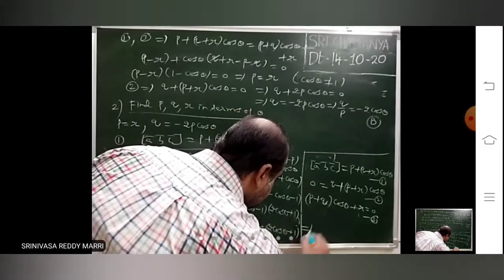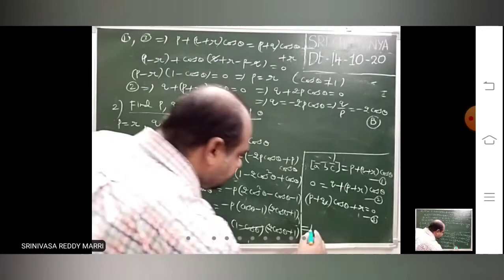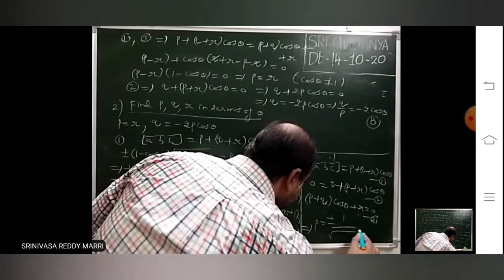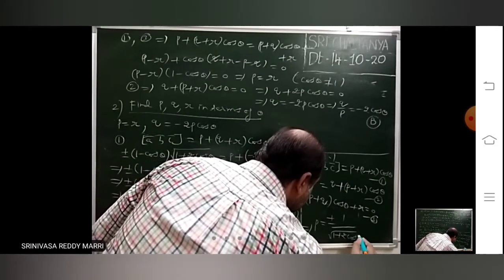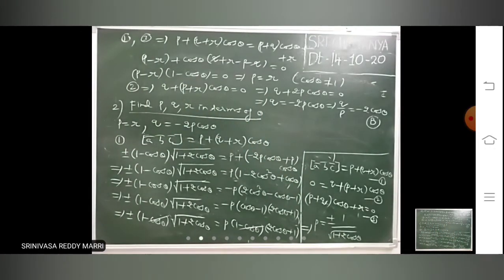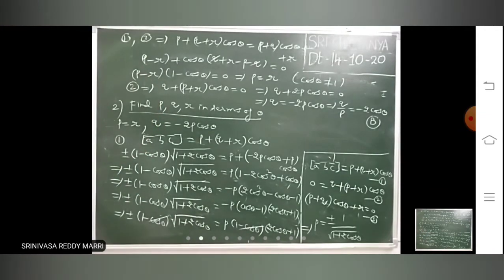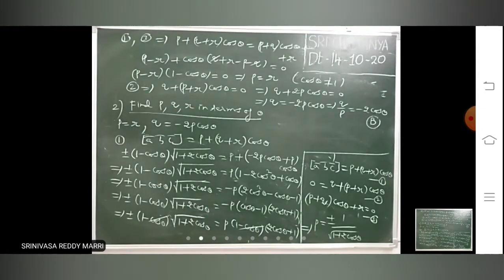That implies, bring this side. Root of 1 plus 2 cos theta divided by 1 plus 2 cos theta. That means P is nothing but plus or minus 1 divided by 1 plus 2 cos theta. Look at, this is root x divided by x, that means 1 by root x. P is nothing but plus or minus 1 divided by root of 1 plus 2 cos theta. That is P.